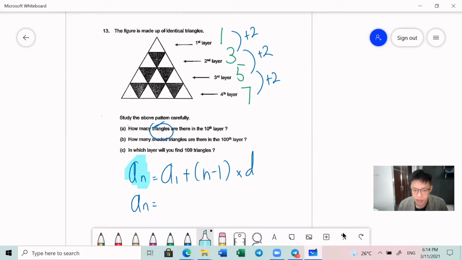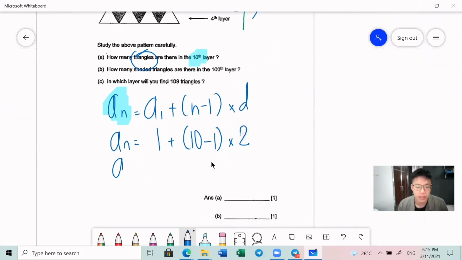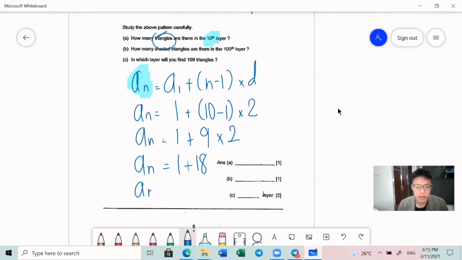What is that? That is the 10th. So I'm just going to put a1 as 1 plus bracket 10 minus 1 times 2. I'm going to solve whatever is inside the bracket first. So an equals 1 plus 9 times 2. I'm going to solve the multiplication first. an equals 1 plus 18. Therefore, the number of triangles in the 10th layer must be 19. So I have 19 triangles. Make sense? This is my answer for A.